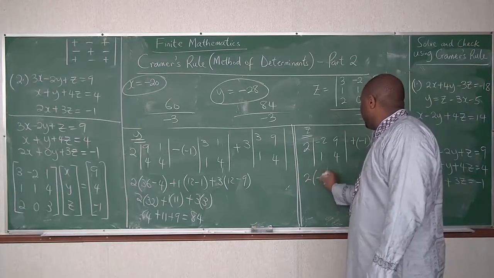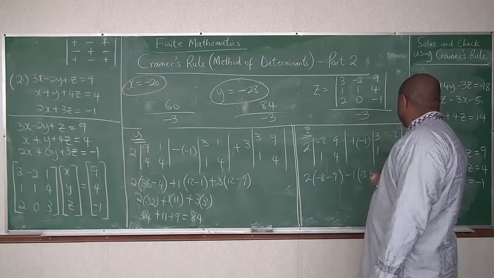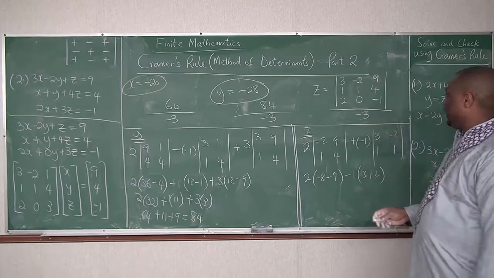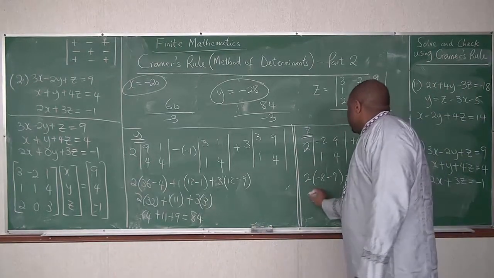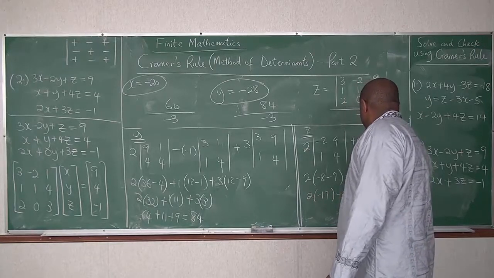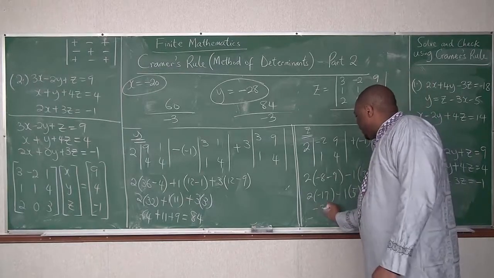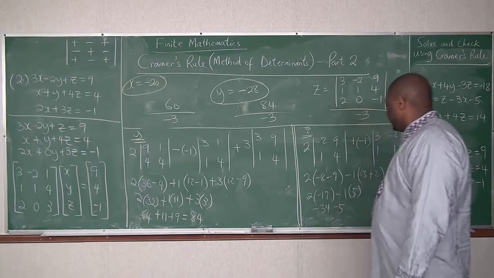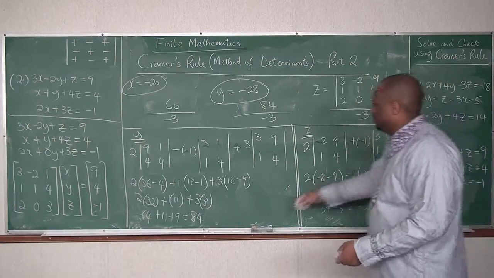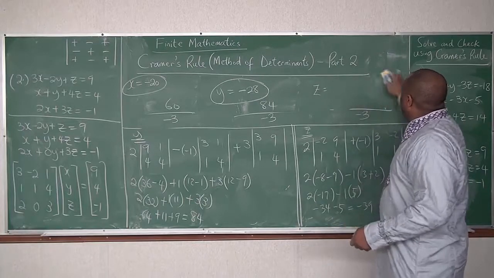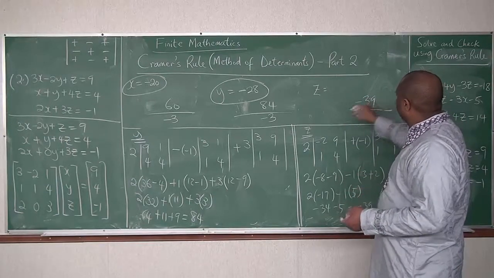So that will be 2 times negative 8 minus 9, minus 1 times 3 plus 2. So this is 2 times negative 17 minus 1 times 5. This is negative 34 minus 5, which is negative 39. So z will be negative 39 over negative 3, which gives us 13.